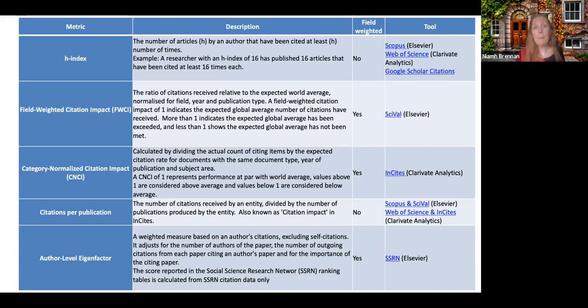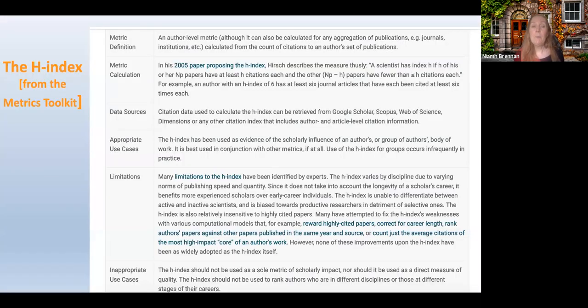that we'll have a look at in a moment. So this is an example from the metrics toolkit, and you can go in and look up any of these indicators. I've looked up the H-index, and this is what the H-index says. So this is really going to help you to choose the appropriate indicators. It tells you what the definition of the H-index is. It'll tell you where it came from, and it'll give you the data source where you find it. It'll tell you where the appropriate use cases are, not just for the H-index, for any of the indicators they use. It tells you about the limitations of it, and it tells you about inappropriate use cases.